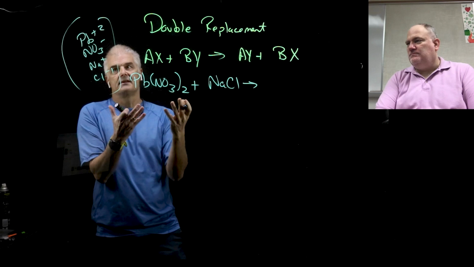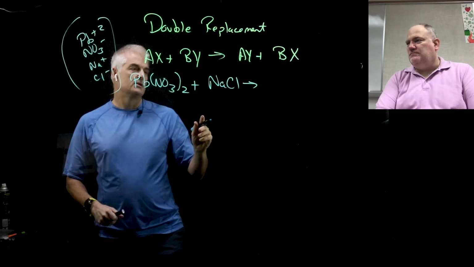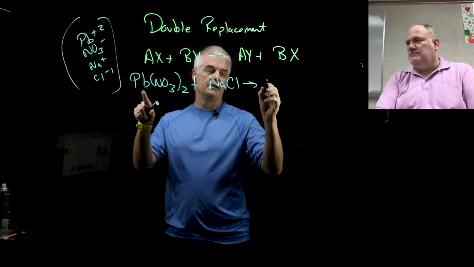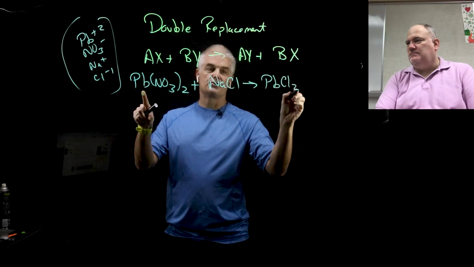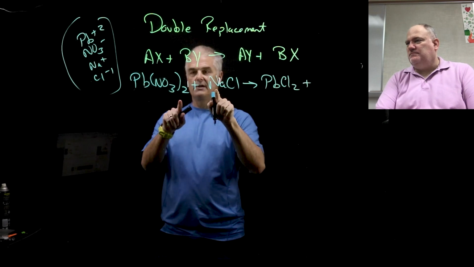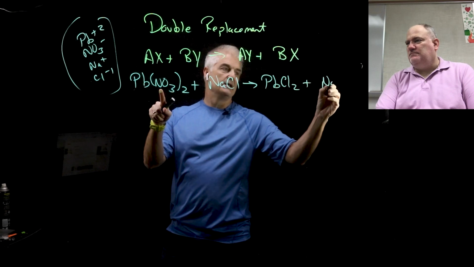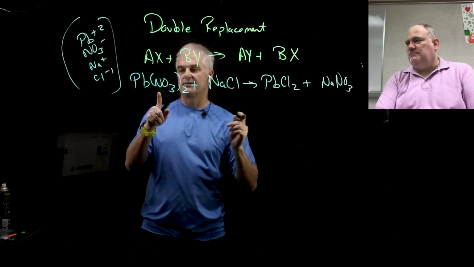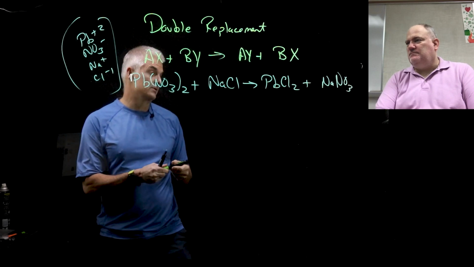Now, you can't have the negatives get with the negatives because they won't add up to 0. So when I put the lead with the chloride, it's going to be PbCl2, Pb and Cl2, all right? Because +1, -2, and then sodium with nitrate will be NaNO3, +1, -1. That's an unbalanced equation.